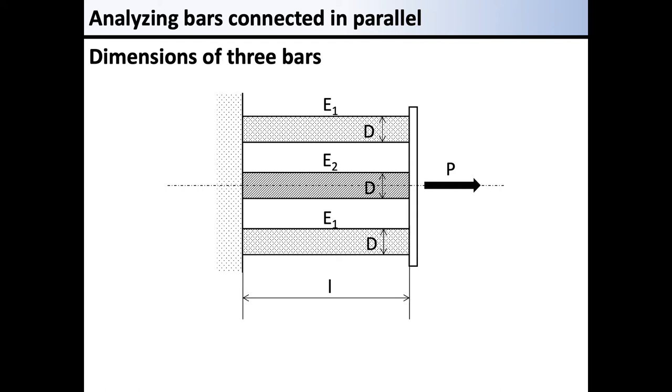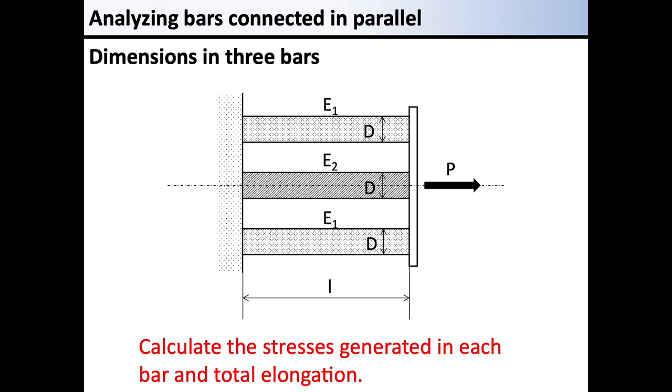As shown in the illustration, three bars which have a common diameter of D are connected in parallel by using a rigid plate. The bars on both sides have the same Young's modulus E1, and only the middle one is E2. Then, a load P is applied to the hole. This is the outline of this problem. What you need to do is calculating the stress generated in each bar and the total elongation.